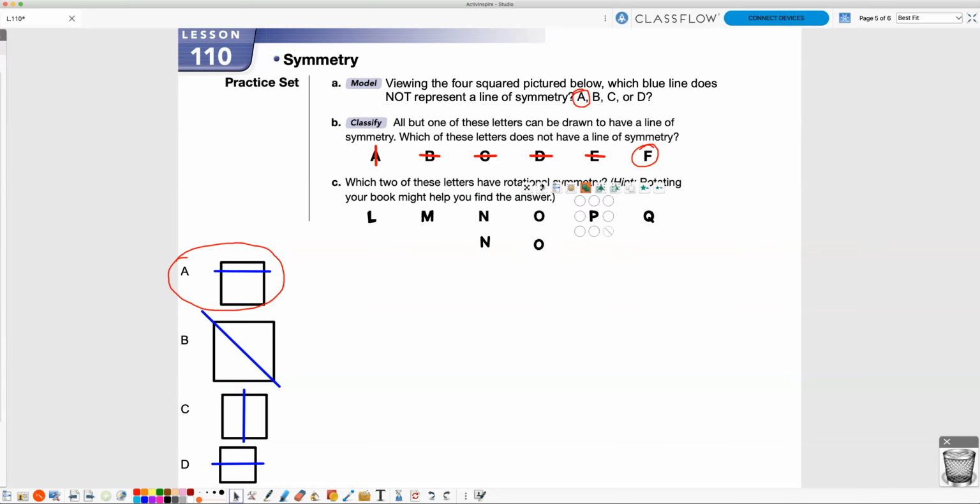Let's try letter P. See if you can get rotational symmetry at any point. No, not P. P stays the same. And then let's try Q. Q anywhere along the route? No, because of that little leg. The leg that extends out has to go 360 degrees before it gets to its original position. So that means letters N and O, spelling out no, are the only two that have rotational symmetry out of that list of letters.